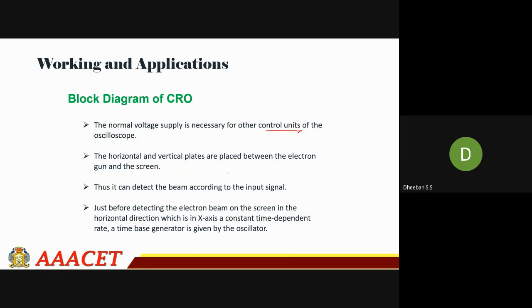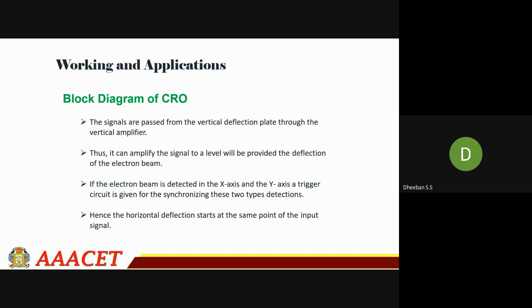The horizontal plates are placed between the electron, so it can deflect the beam according to the input signal. So this is what I have said. Just before detecting the electron beam on the screen in the horizontal direction, a constant time-based generator is given. Based upon this time generator only, your x-axis is involved. The signals will pass from the vertical deflection plate through the vertical amplifier. It can amplify the signal to a level.